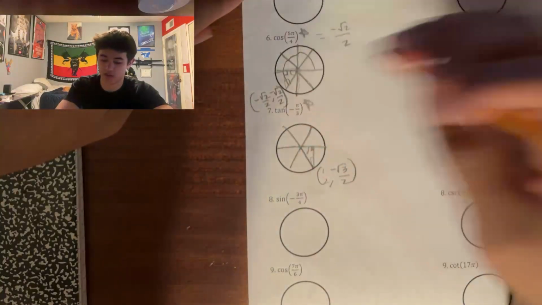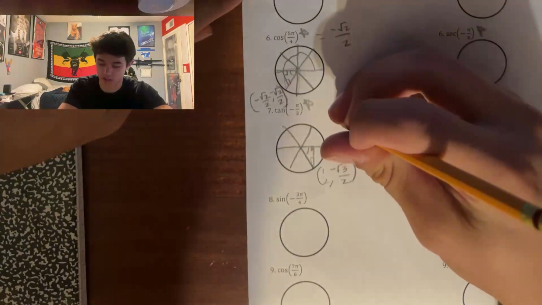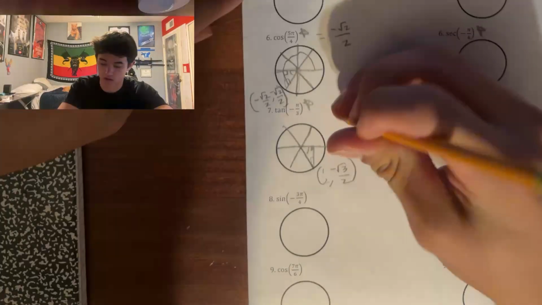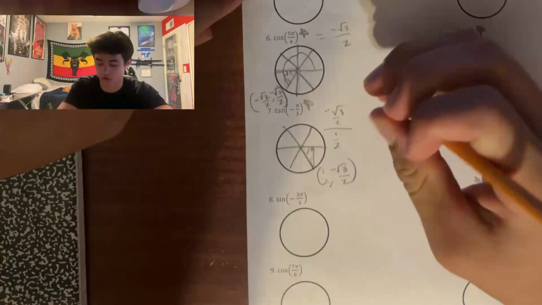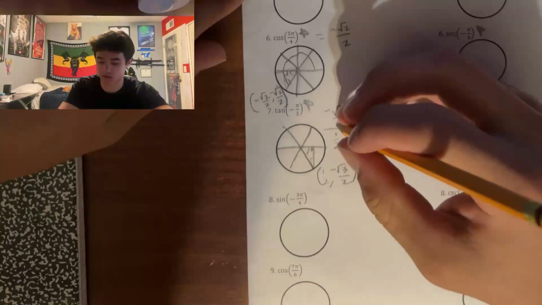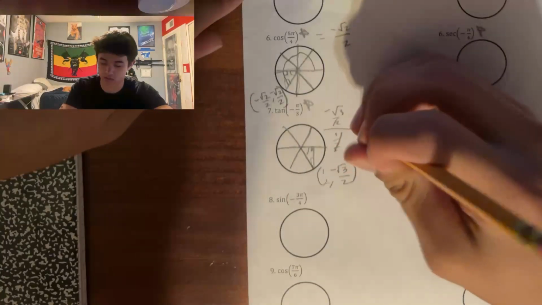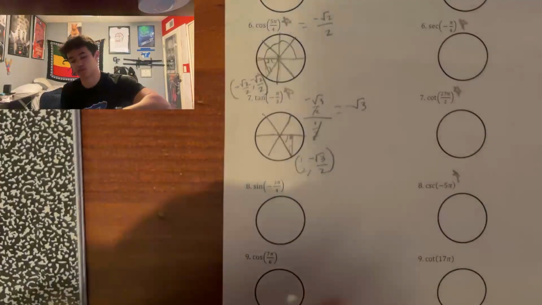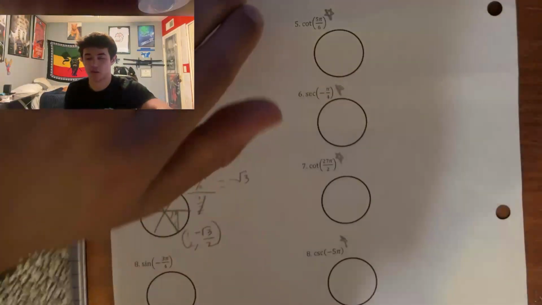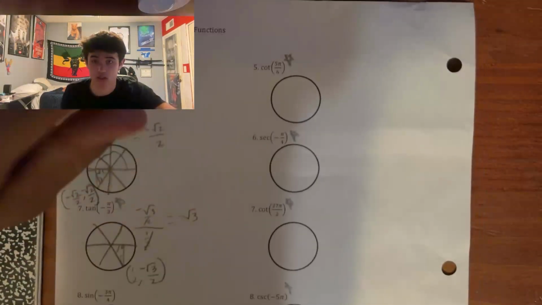And tangent, we know that's y over x. So this is negative root 3 over 2 divided by 1/2. So this is going to cancel out here. So this is going to be equal to negative square root of 3. Boom.